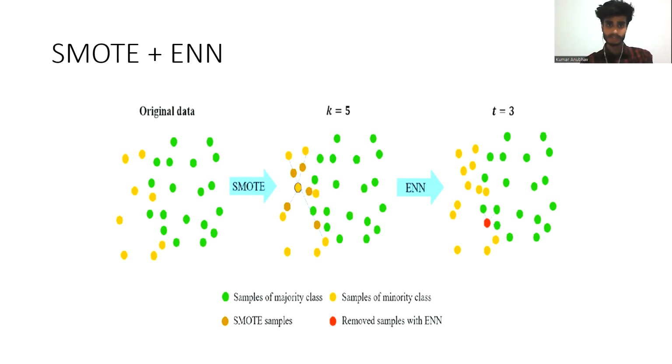Here the green color is representing the majority class, while the light yellow color is representing the minority class, the dark yellow is representing the SMOTE samples, and the red color is representing the removed samples. In the first process, synthetic data has been generated based on the minority class according to their nearest neighbors or the Euclidean distance property that we studied in SMOTE. In the second part, the ENN method has been applied, so it will try to remove some samples from the majority class according to the ENN rule.